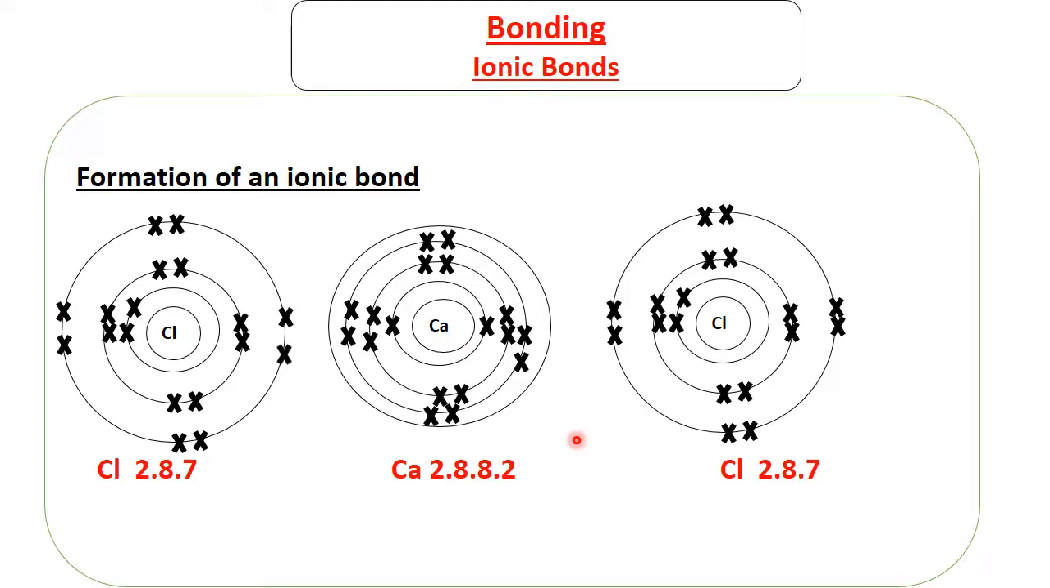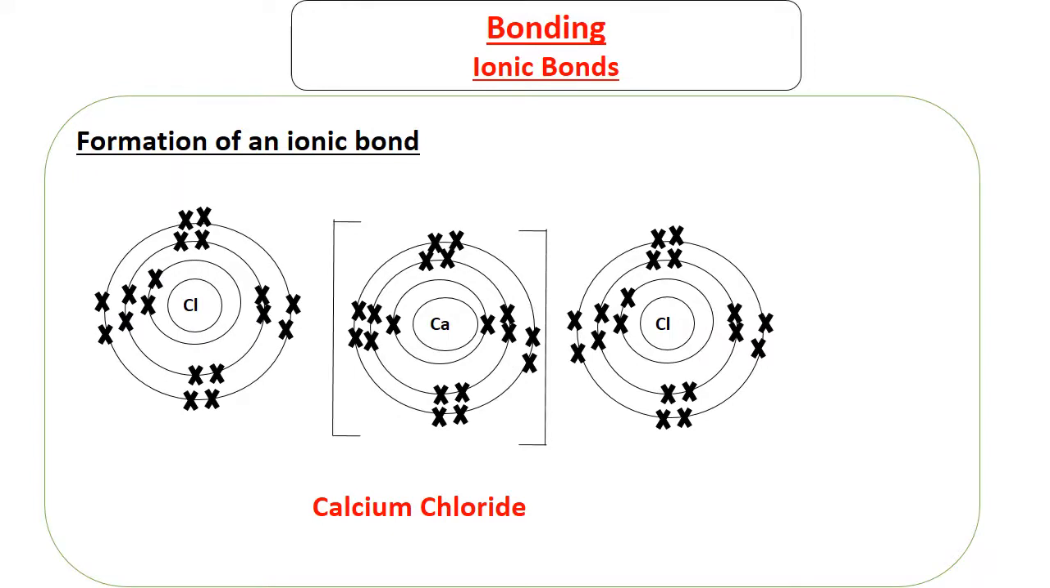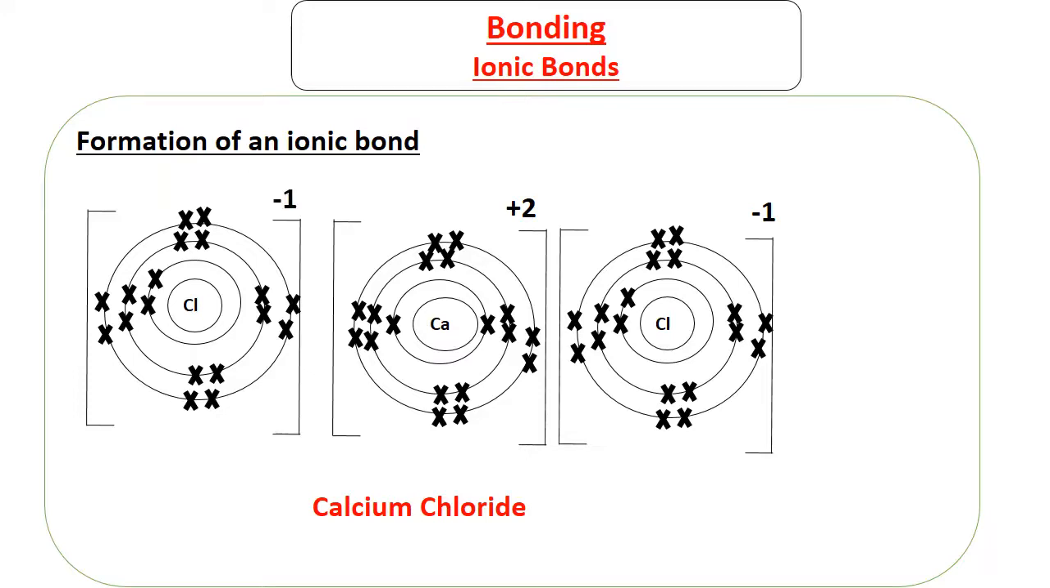And the compound that's going to be formed, of course, they are all going to have these configurations, and these are going to be their charges. So at the end of the day, we're going to have this. So we put the square brackets in all of them, then we put the charges on top: +2 for calcium, -1 for one of the chloride ions, and -1 on the other. So this is calcium chloride.